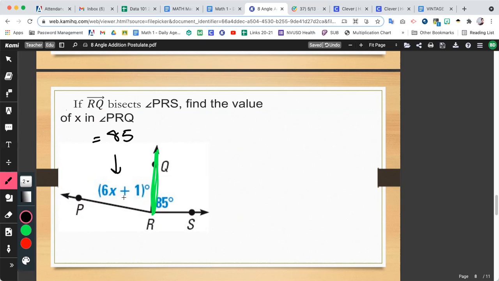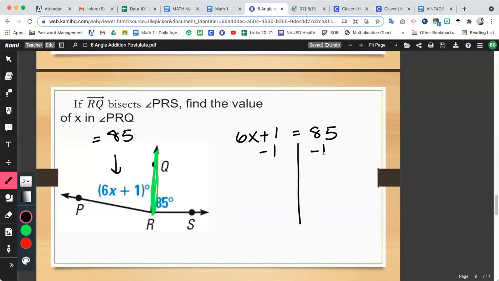Okay. So all we're going to do is take 6x plus 1 and set it equal to 85, because one side being 85 means the other side is also 85. Because of the word bisects. And now we have an easy 2-step equation. So I'm working backwards. How do you get rid of plus 1?